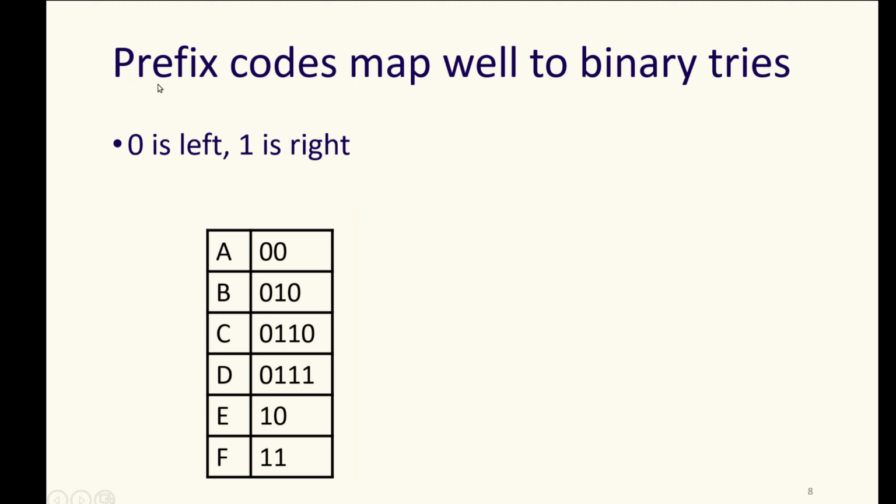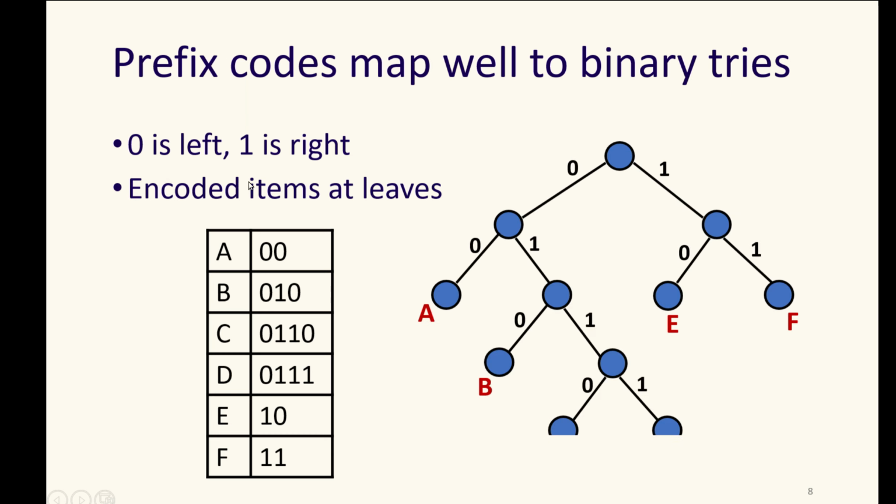So we can come up with these kinds of prefix codes by using a trie, and in fact a binary trie, where 0 is the left child and 1 is the right child. So if I needed to encode A, B, C, D, E, and F here, I could build a trie in which all of those letters are leaf nodes, and along the way I'm assigning single binary digits to them.